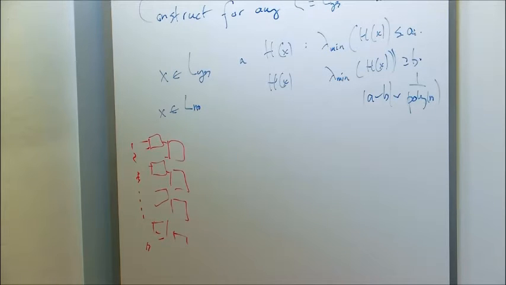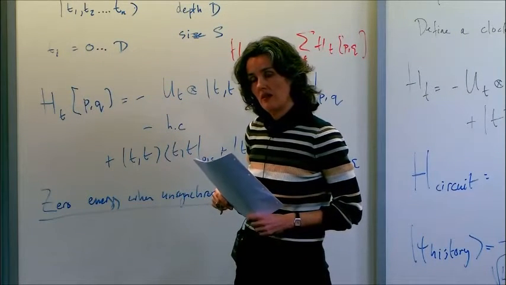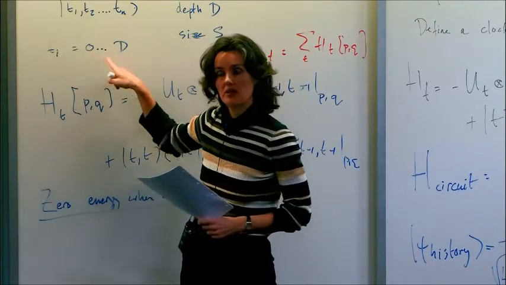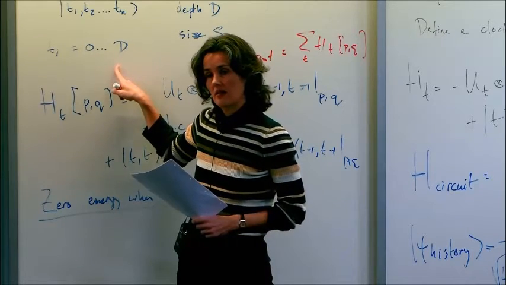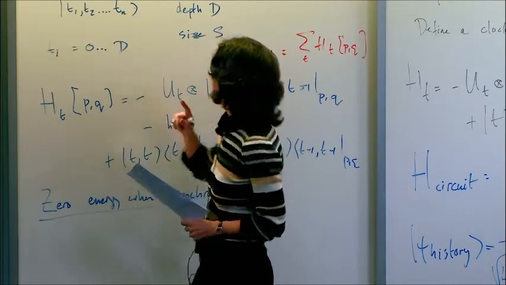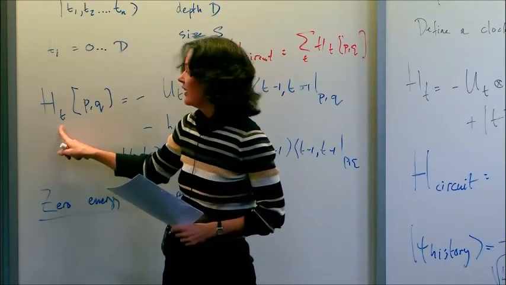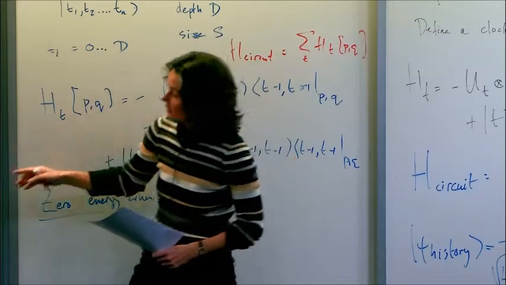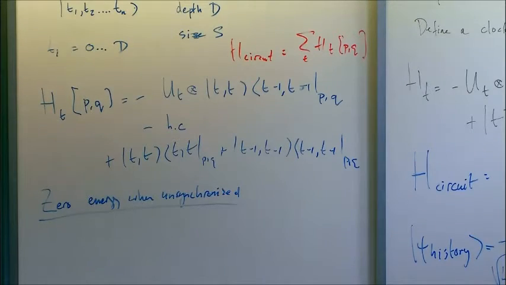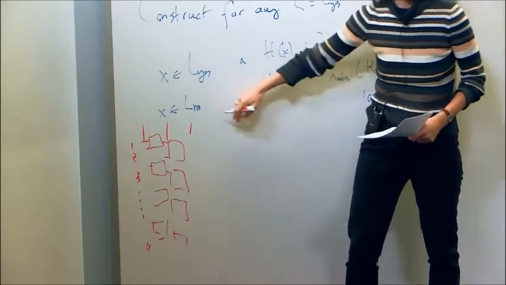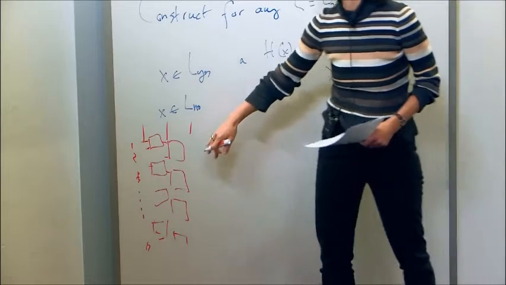What's your range of T? T goes from 0 to D, where D is the depth of the circuit. Every clock runs from 0 to D. This T also runs from 0 to D, because in the original circuit, I write it like this, and I have these times, and the depth of the circuit runs from 0 to D.